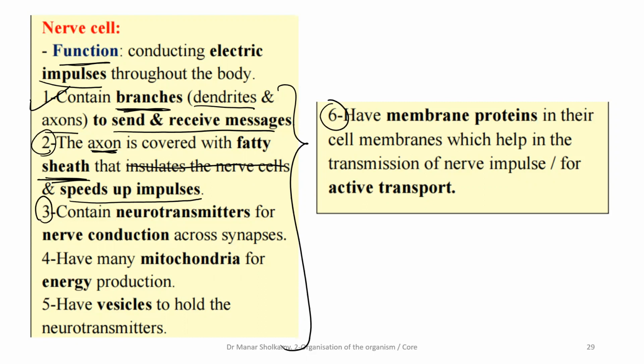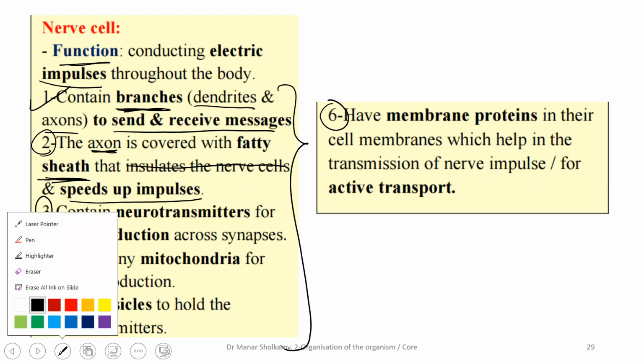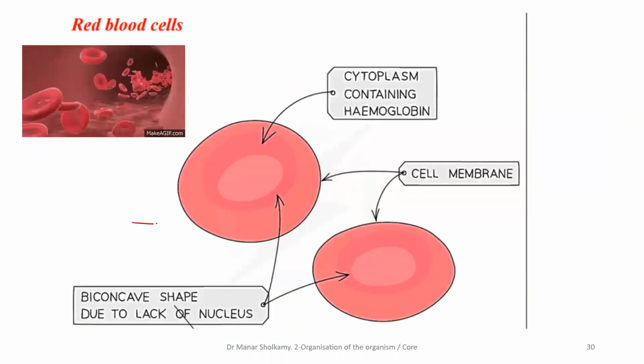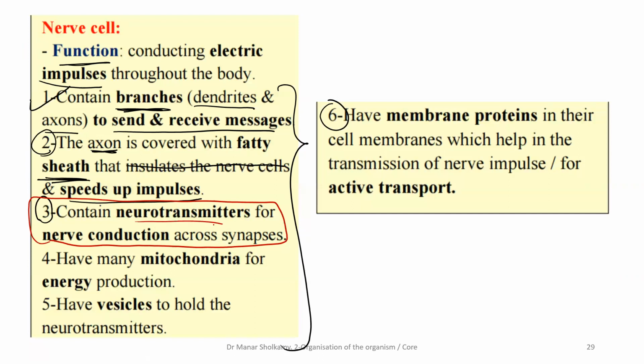Miss, number 3. Manar, yes, my dear. What do impulses mean? Oh, we don't know what impulses are. Messages. The impulse is the electric message. Better now? Yes, yes. Okay. Now, number 3, we will study it in the lesson nerve conduction or coordination, but I will also explain. What are neurotransmitters? They contain neurotransmitters. What are neurotransmitters? Neurotransmitters are the chemical messages.